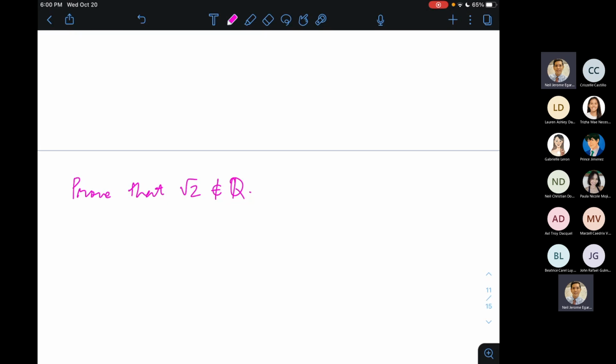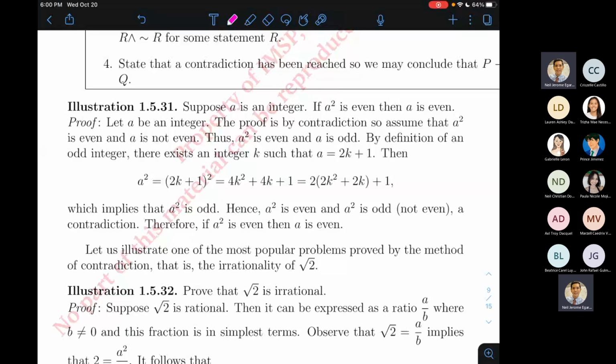Na kapag meron kang a squared na even, dapat si A ay even din, right? So I think we mentioned na medyo mahirap itong i-prove directly, kasi ang direct proof ay P implying Q. So ang direct proof, i-assume ko si P, ipakita ko si Q. Pero I think we tried it. Tama nga ba? Correct niyo kung mali ako. Tinry na yata natin to.